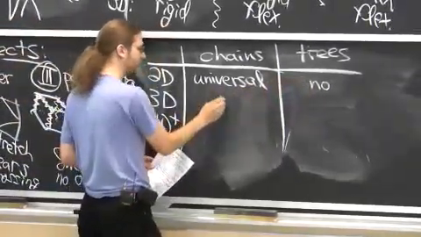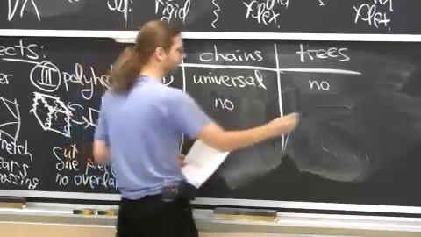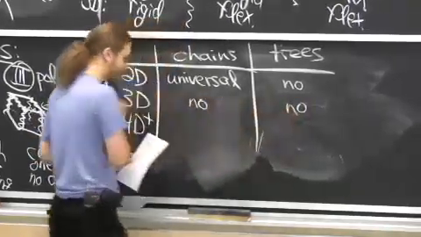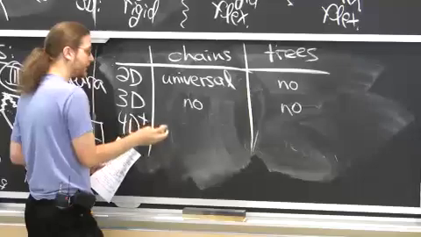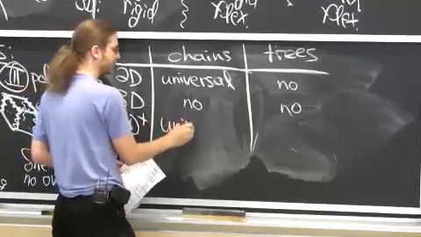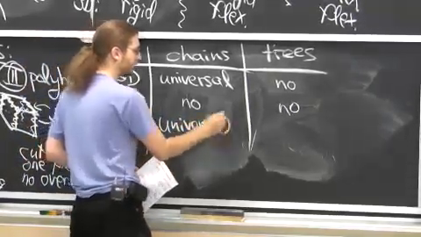In 3D chains, you do not get a universality result. And so also for trees, because that's even harder. And for 4D, everything's easy. Also in 5D, any higher dimension.